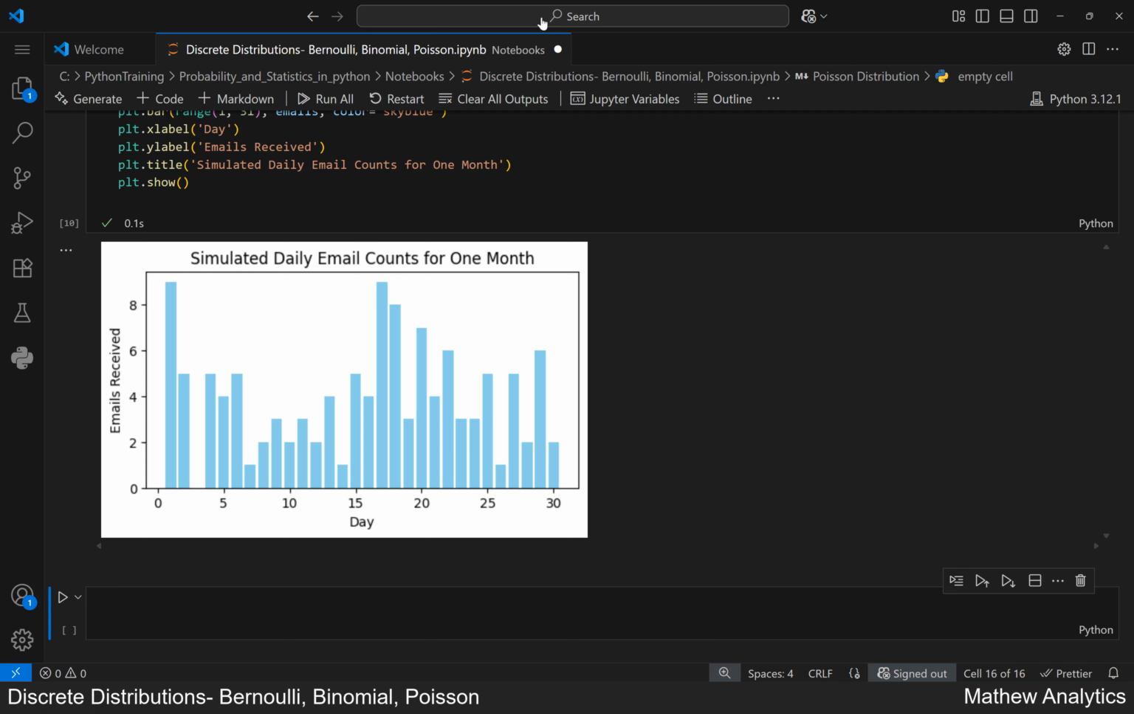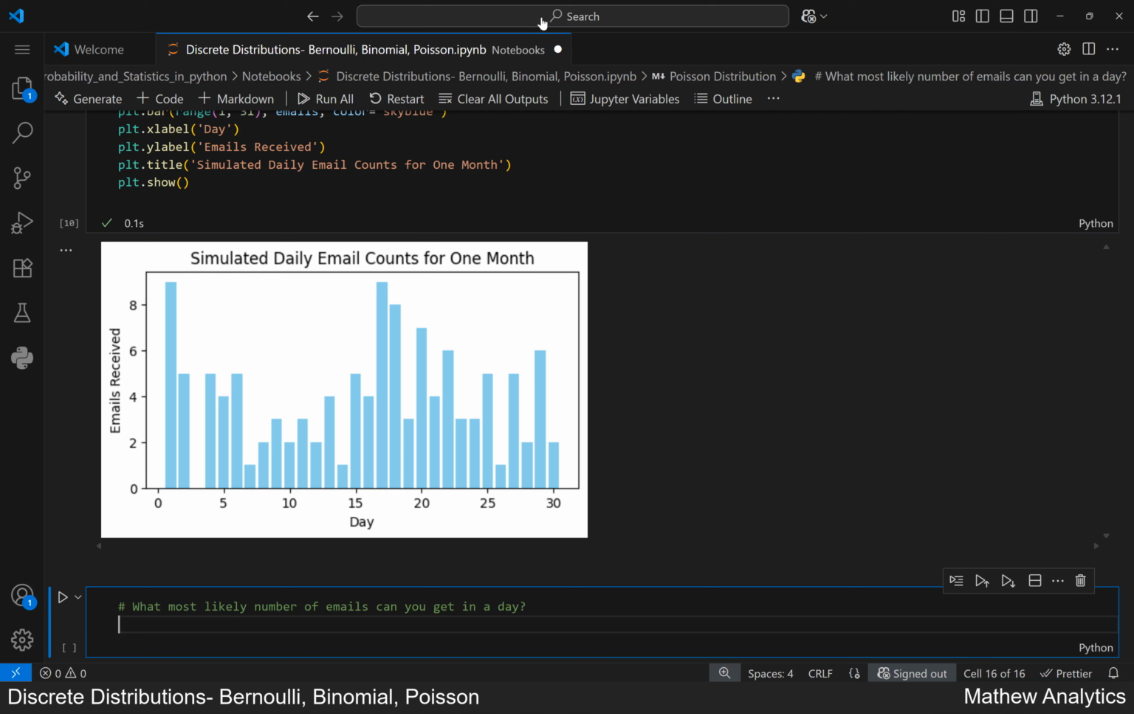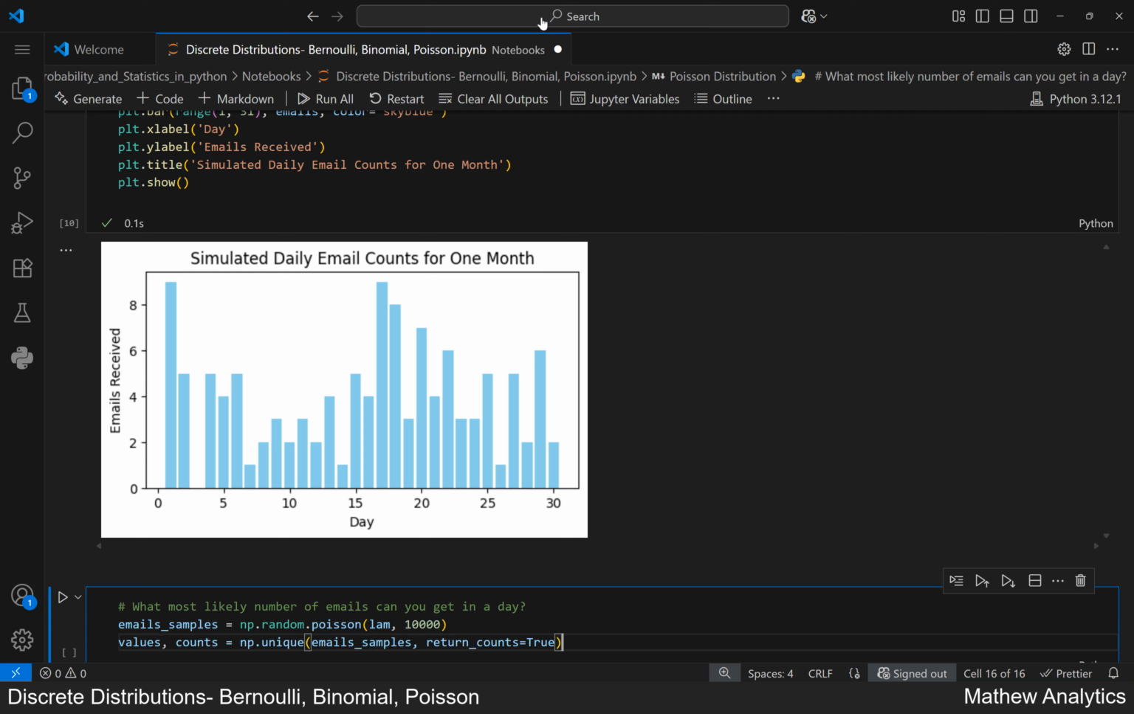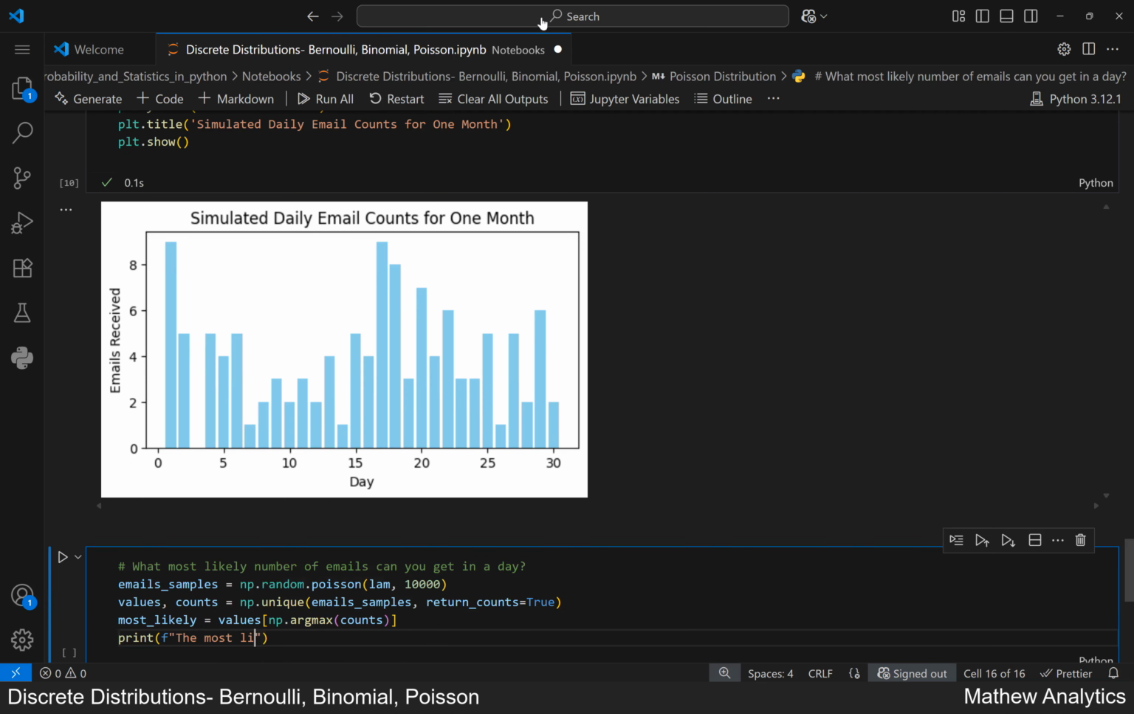We can find out which number of emails happens most often in a day. We use the Poisson model to simulate 10,000 days. Unique counts show us which results appear and how often. We look for the value that appears most frequently. The answer tells us what to expect on a typical day. Running the cell now.